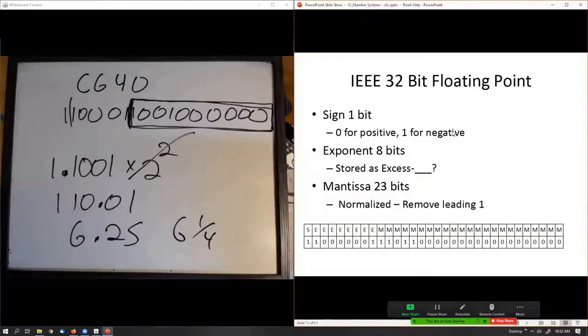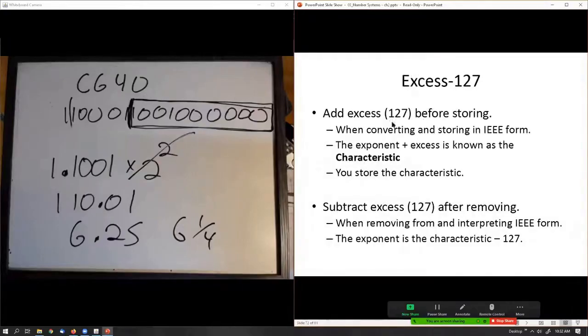All right, so what about 32-bit? 32-bit, the procedure is exactly the same. The only difference is you've got more bits here and you've got more bits here. You've got 32 bits. This is 16 bits, so we've got more bits here and more bits here. How many more? We have 8 bits for our exponent now, for our characteristic, and we have 23 bits for our mantissa. But everything else is going to be done exactly the same way. The big difference is that we have a different excess, since this is 8 bits instead of 5 bits.